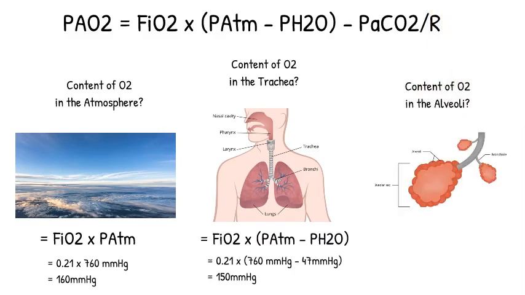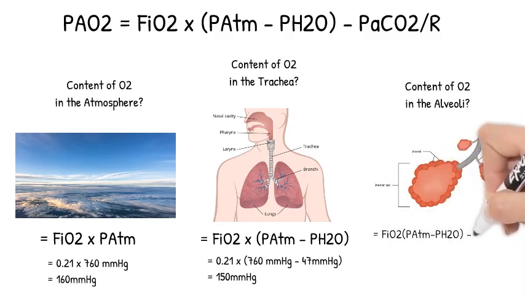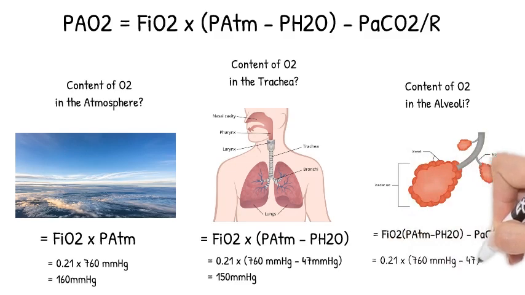But now we're moving down into the alveoli. And remember, in the alveoli, there's not only oxygen and air, but we also need to make space for CO2. So from our initial calculation, we are going to subtract the PaCO2. Now the PaCO2 is divided by something there, something called R, and that R is called the respiratory quotient. And we'll go into that in a little bit more detail. Okay, but if we work it all out, we see that the content of oxygen or the partial pressure of oxygen in the alveoli works out to 100 millimeters mercury.